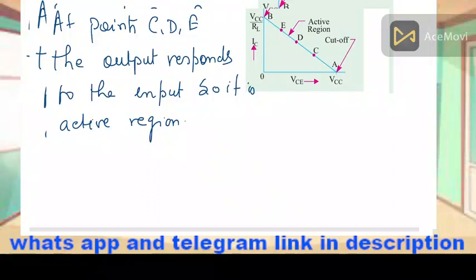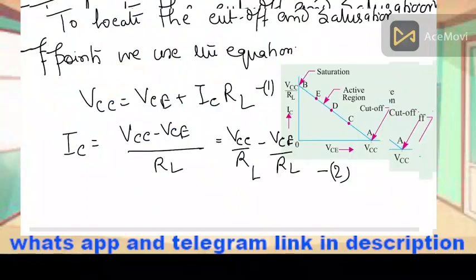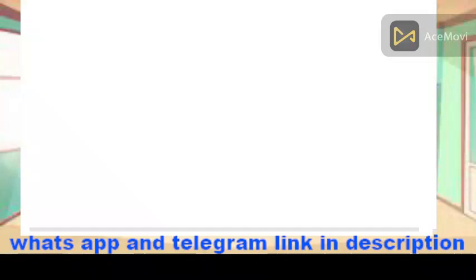Now what happens in this region? What if someone asks you what the biasing is? In the active region, the emitter base is forward biased and the collector base is reverse biased. Here in saturation both are forward biased. Here in cutoff both are reverse biased. In between, one is forward biased and the other is reverse biased, or you can say the input is forward biased and the output is reverse biased. This is the condition we require for transistor action or amplification.